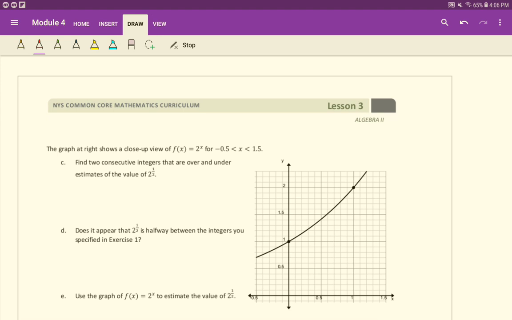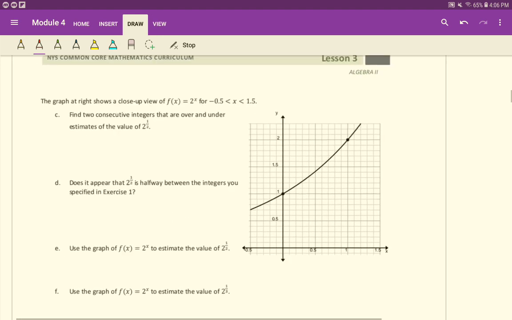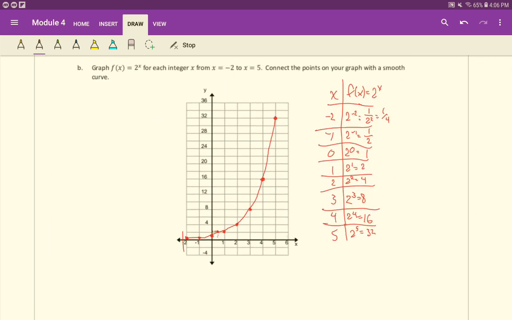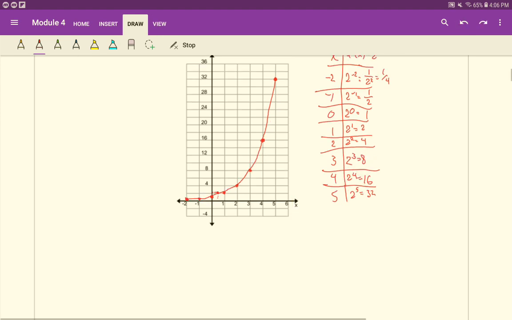Okay. So here, we zoomed in a little bit for this graph of 2 to the x from -0.5 to 1.5. This will help us get a better view of things. You can see we only go from -0.5 to 1.5, and from 0 to 2, as opposed to our graph up here, which was zoomed out. We went from -2 to 6, and from 0 to 36.